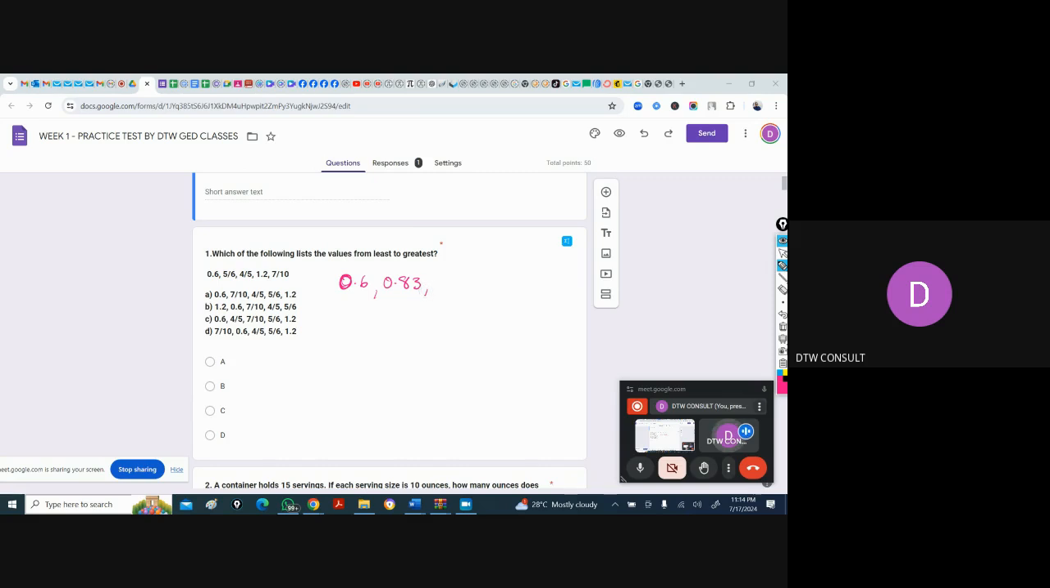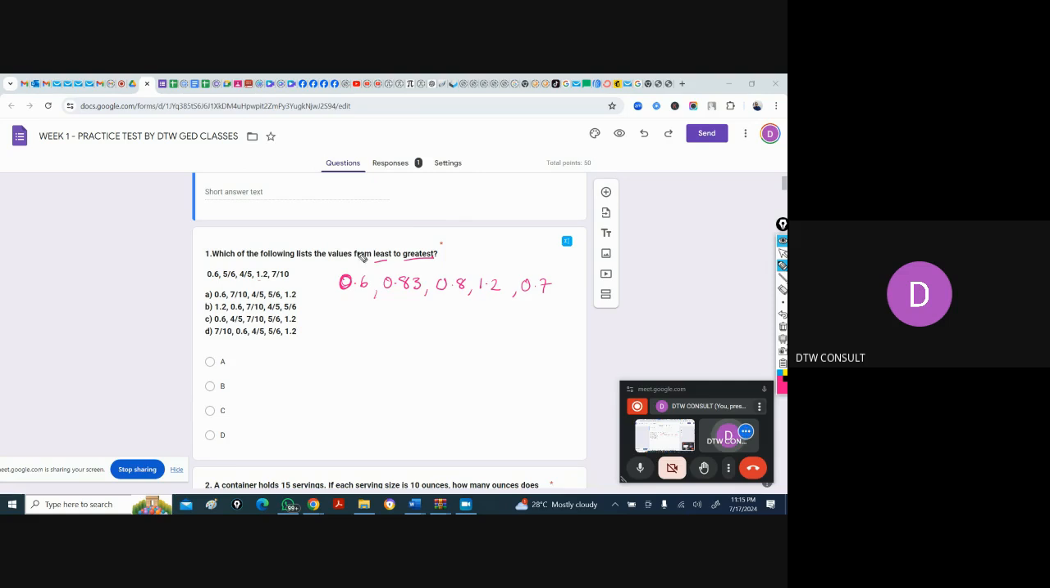0.83. What is 4 divided by 5? That's 0.8. And 6 over 5 is 1.2. What is 7 divided by 10? It's going to give you 0.7. So it's from the least to greatest.